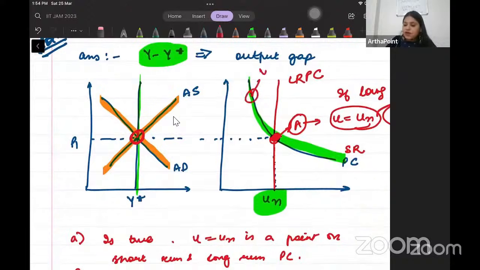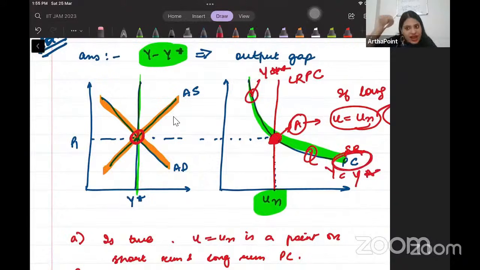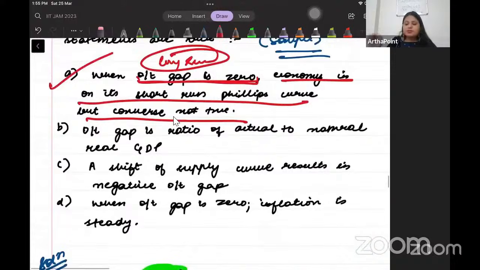So this point, Y is not equal to Y star. This point, Y is not equal to Y star. There is only one point on the Phillips curve where Y is equal to Y star. That point lies on the Phillips curve. That is true. But not all points of the Phillips curve represent Y equal to Y star. So the converse is not true. This is the correct statement.